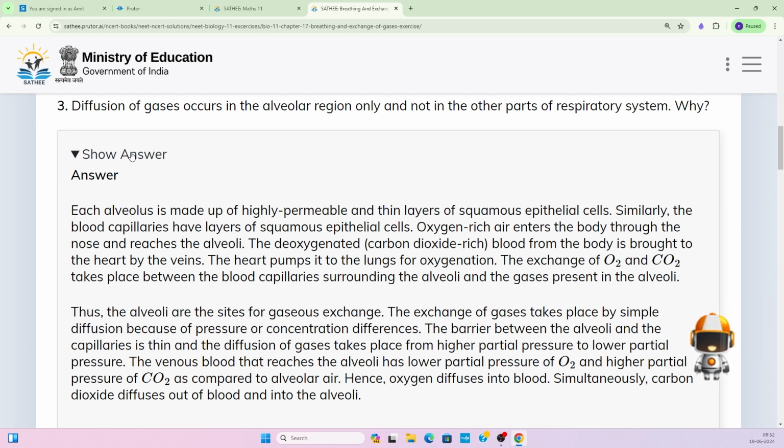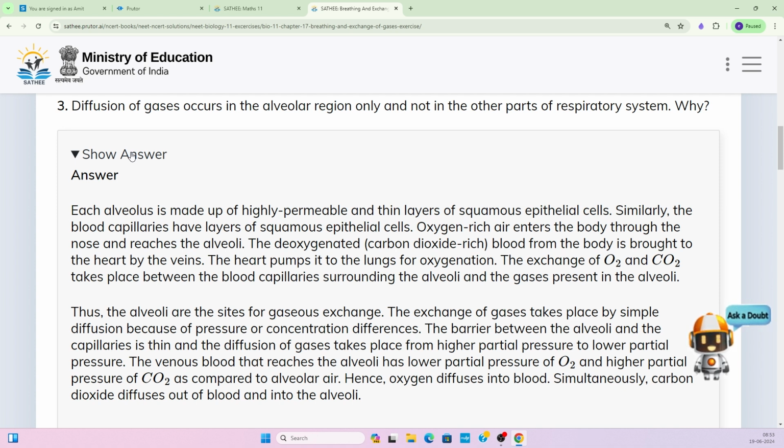The barrier between the alveoli and the capillaries is thin, and the diffusion of gases takes place from the higher partial pressure to the lower partial pressure, right? So this is the barrier: the squamous epithelial layer of the alveoli region and the endothelium cells of the blood capillaries, right? These are the barrier. So these gases are crossing through this barrier.